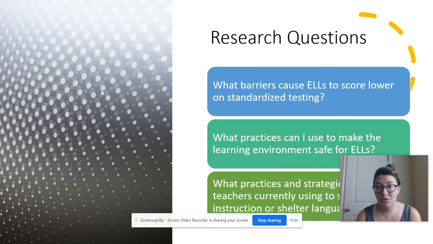So in order to do my research, I identified 3 questions that I wanted to look into. What barriers cause ELLs to score lower on standardized testing? What practices can I use to make the learning environment safe for ELLs? And what practices and strategies are teachers currently using to scaffold instruction or shelter language?